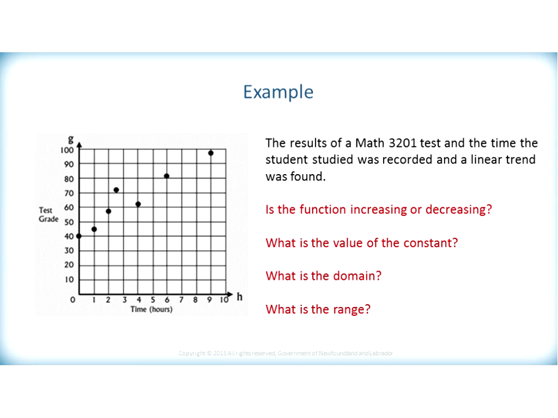Let's have a look at another example. The results of a Math 3201 test and the time the student studied was recorded, and a linear trend was found. So here's the scatter plot. It also tells you what type of regression it is. So you would have to look at this function, and even though the equation is not there, you have to tell whether it's increasing or decreasing. And we can see that the trend is going upward, and we have an increasing function.